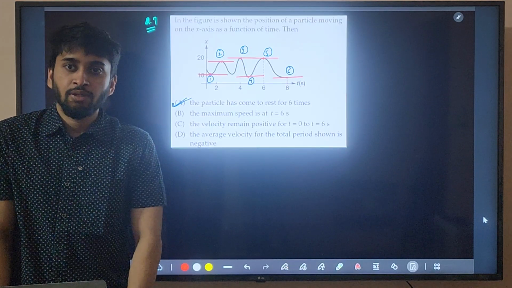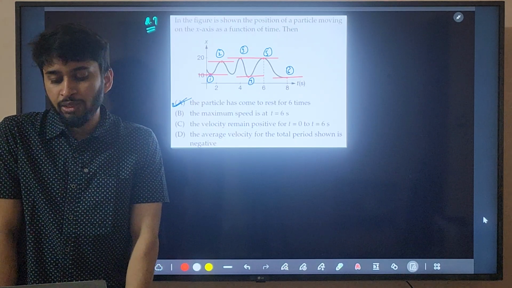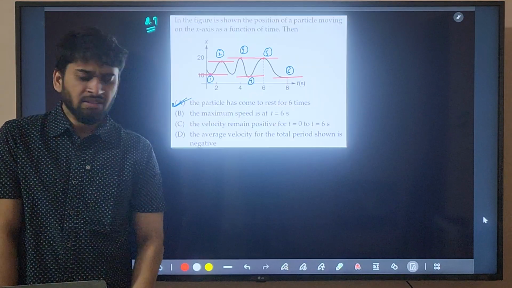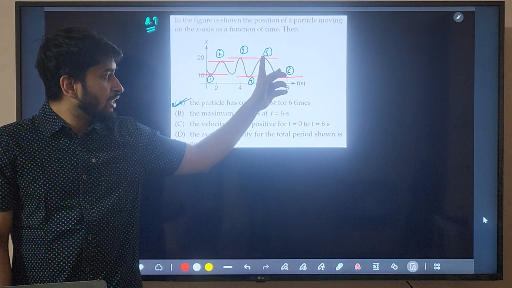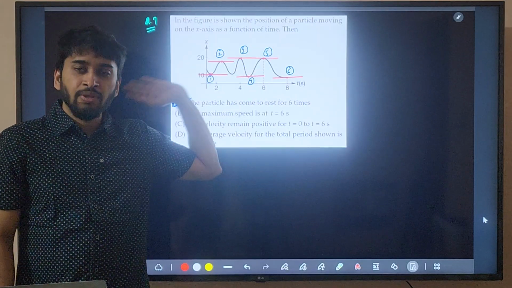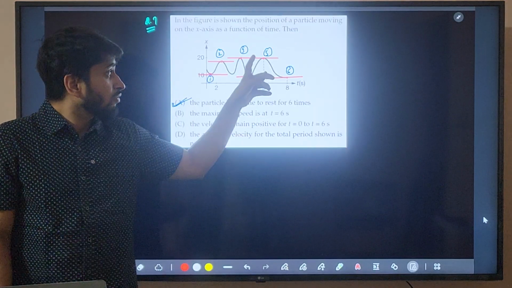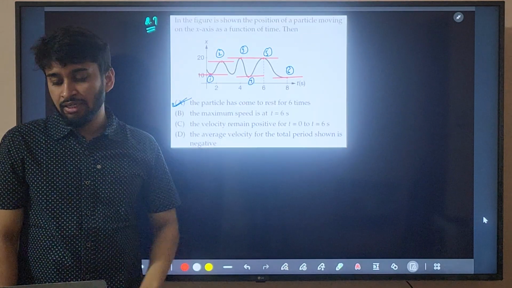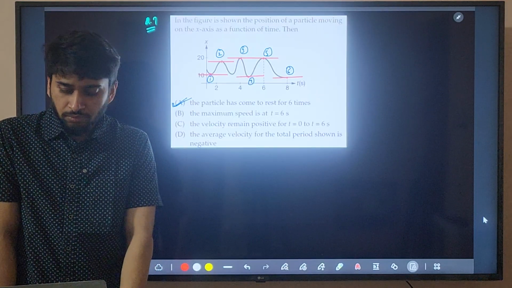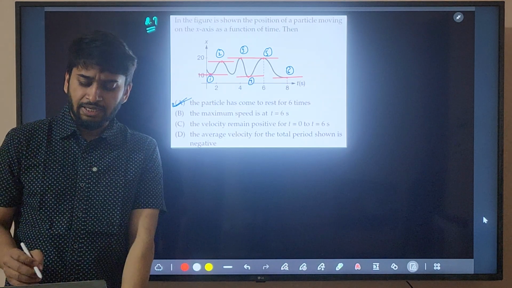What does option B say? Option B says the maximum speed is at t equal to 6 seconds. At t equal to 6 seconds, the speed of the particle is maximum. Is it correct? No. At t equal to 6 seconds, this is the point corresponding to t equal to 6. If I draw a tangent, because the slope of the position-time graph gives velocity, right? Slope of the position-time graph gives velocity. So at this point, if I draw a tangent, the slope will come out to be 0. So the velocity will come out to be 0. So here the maximum speed at t equal to 6 seconds, that is wrong.